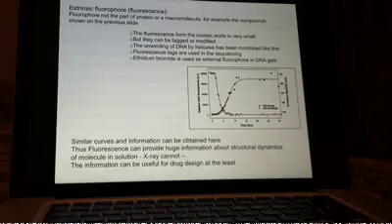Thus, fluorescence can provide huge information about the structure and dynamics of the molecule in solution that X-ray cannot, and this information can be useful for drug design. I cannot go into the details in this short lecture, but there is a whole lot of information that we can get from the structural dynamics of the molecule that is very useful.